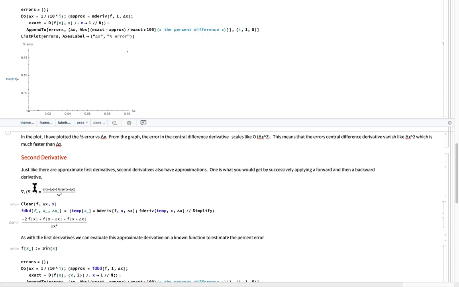The central formula, the symmetric formula for the second derivative, is what you get when you apply the forward derivative on the backward derivative, or you can go the other way around. You get the same answer. And it ends up being f of x plus delta x minus 2 f of x plus f of x minus delta x, all divided by delta x squared.